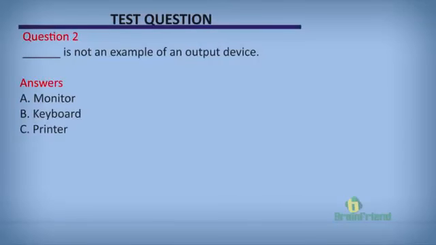Question 2. Dash is not an example of an output device. At the output stage, we looked at different devices that we can use to view our data. A. Monitor. B. Keyboard. C. Printer. B. Keyboard is not an example of an output device. The monitor is an example. The printer is also an example, but the keyboard is an input device.